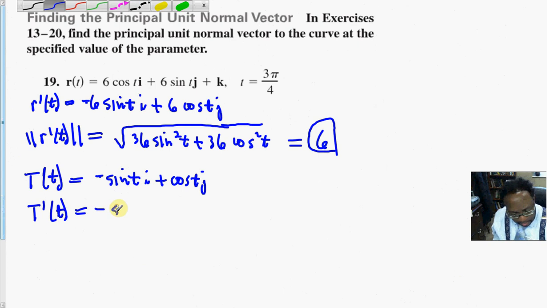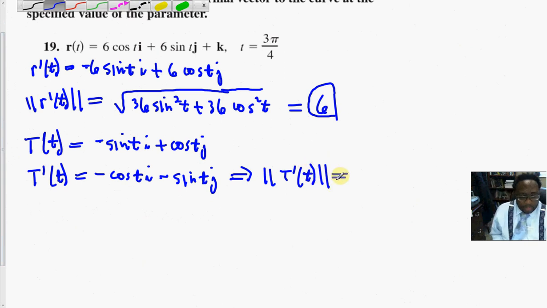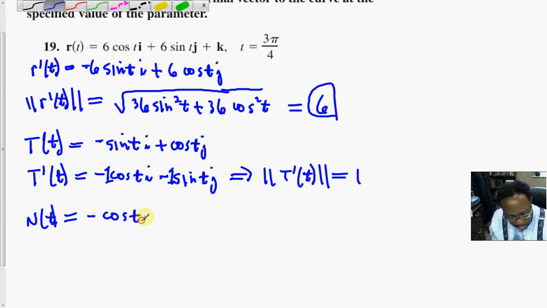Take t prime of t. This gives us negative cosine t i minus sine t j. Its norm, the norm of t prime of t, that's just 1, right? So here, n of t is equal to, dividing by 1, we get the same thing as t prime. So this is just negative cosine t i minus sine t j.